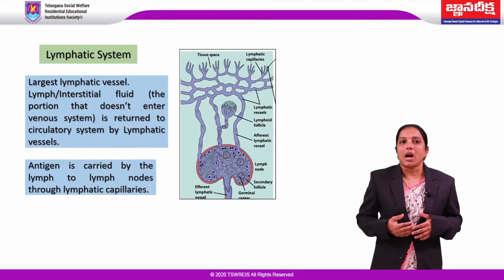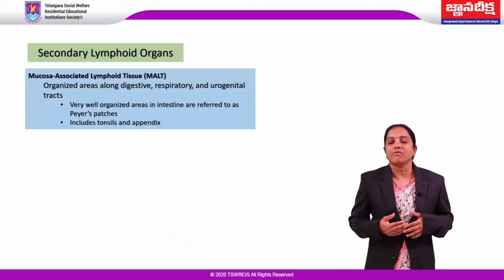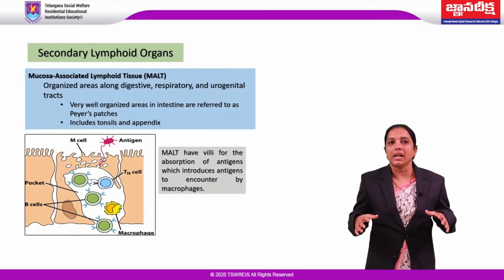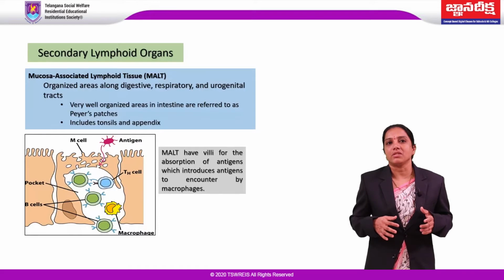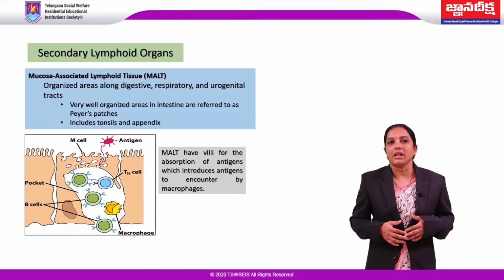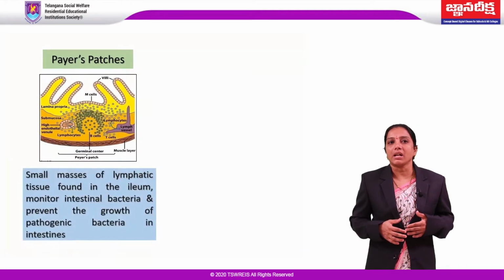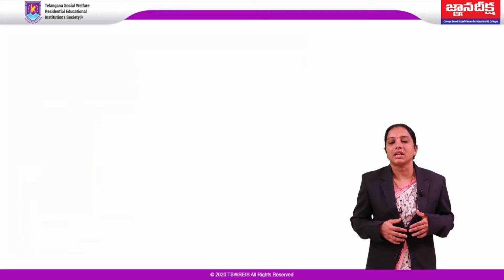And next is about MALT, which is called mucosa-associated lymphoid tissue. It is an organized area that surrounds the digestive, respiratory and urogenital tract regions. For example, in the digestive tract such as the intestine, they are called Peyer's patches. They also include tonsils and appendix. And MALT in the digestive tract has microvilli in the lamina propria on their surface for absorption of foreign antigens, which are absorbed into the pocket where they are engulfed by macrophages or exposed to antibodies present in the germinal centers.